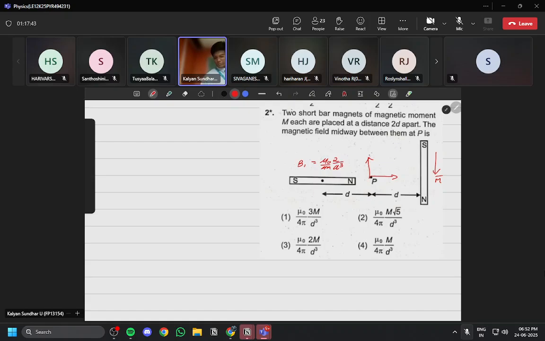And what about the B2 value? So this is your B1 value. B2 for the equatorial will be mu naught M by 4 pi d cube. We need to take the net result of these two. Taking mu naught M by 4 pi d cube out as common, inside it will be 2 here, and here it is 1, so under root of 2 square plus 1, under root of 5. Answer will be the second.